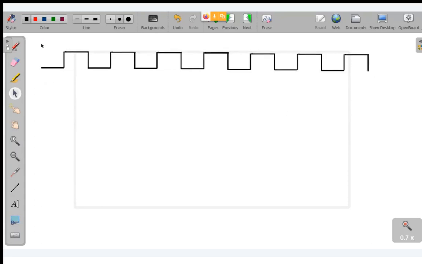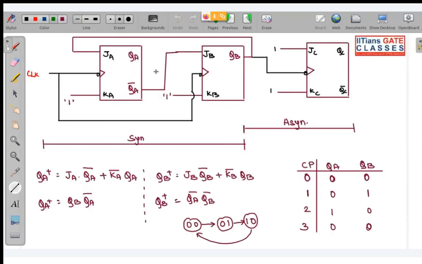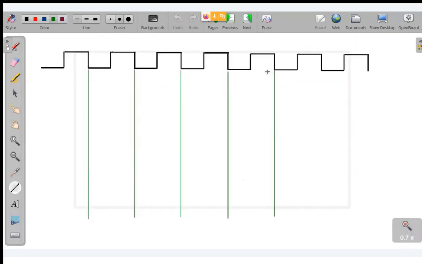So look over here. These are the clock pulses that we have, the external clock. Just give me a second. Okay, so you can see, basically, these are negative edge triggered flip flops. So that is why I am taking all the negative edges.